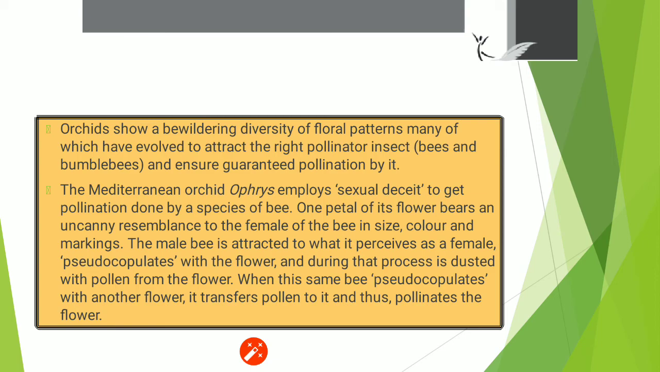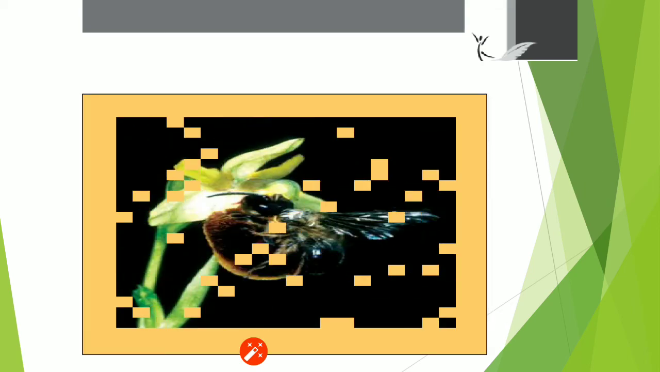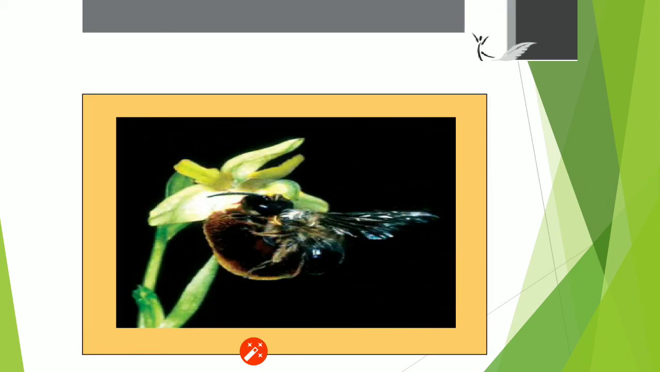The male bee is attracted to what is perceived as a female, pseudocopulates with the flower, and during that process is dusted with pollen from the flower. When this same bee pseudocopulates with another flower, it transfers pollen to it and thus pollinates the flower. Here the image is showing the bumblebee and the orchid.